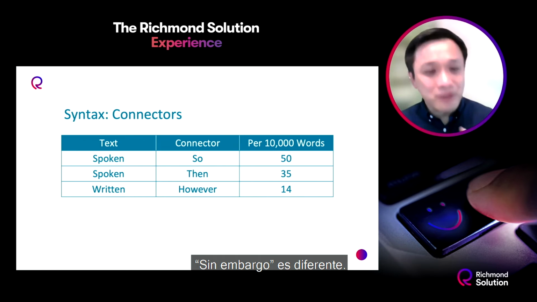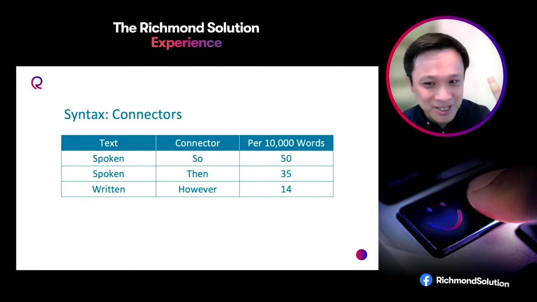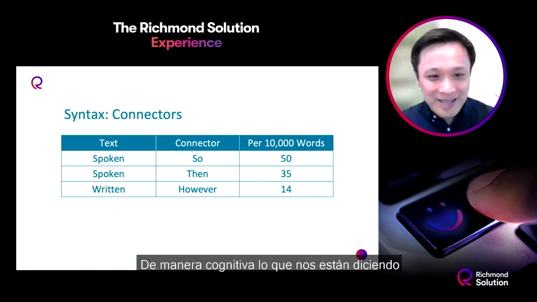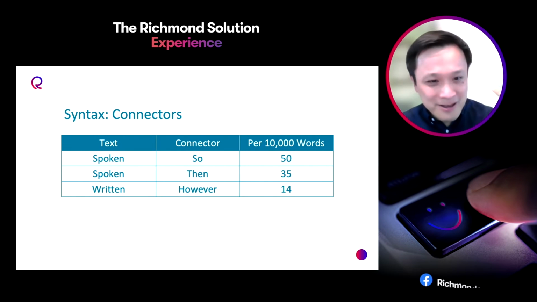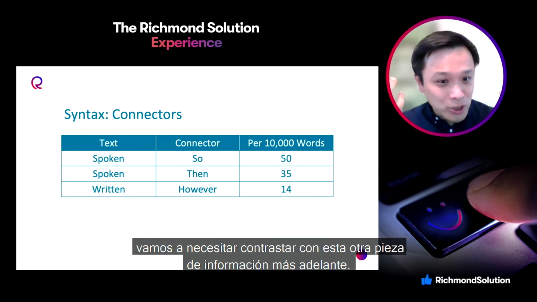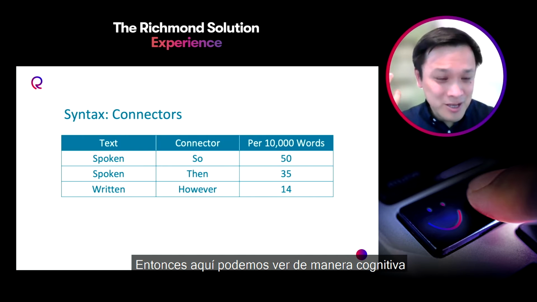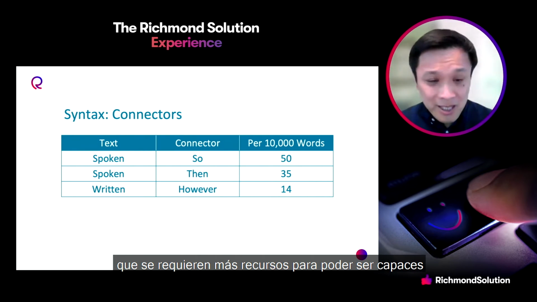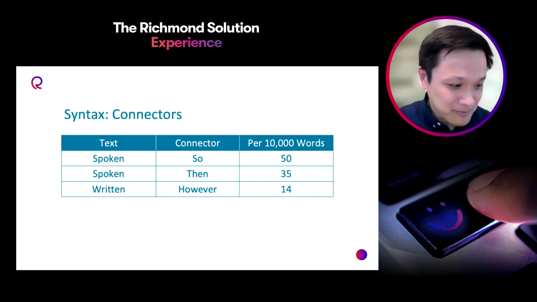But however is different. However tells us that we have a piece of information, however, something else. Cognitively, what that's telling us is you need to hold on to this earlier piece of information because you're going to need to contrast it with this later piece of information later on. So you can see cognitively, it requires more resources in order to be able to do syntax in written text, right?